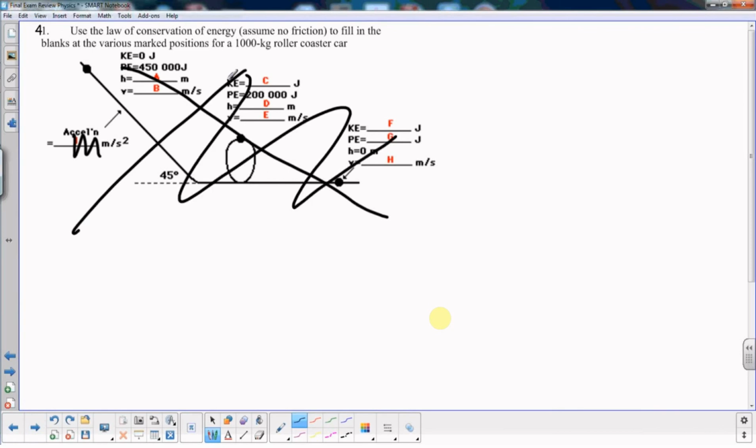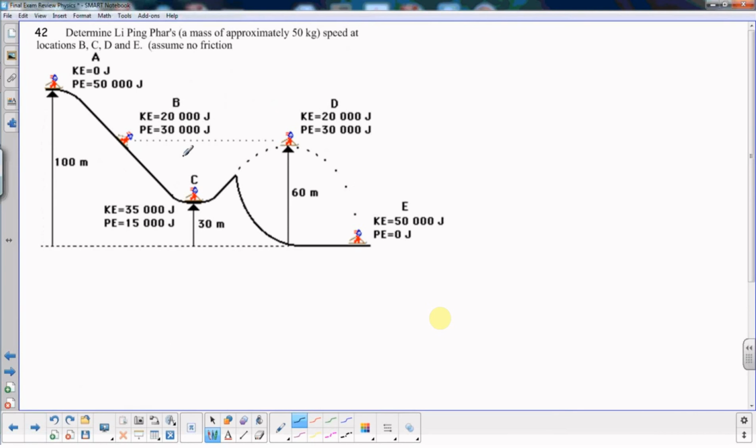Okay, leaping far. We're done. 2 hours later. Determine leaping far, a mass of approximately 50 kilograms, has a speed at location B, C, D, and E. Assume no friction. So at B, C, D, and E, all we care about are KEs. So at B, C, D, E, kinetic energy is 20,000, 50,000 joules equals 1/2 mv squared.